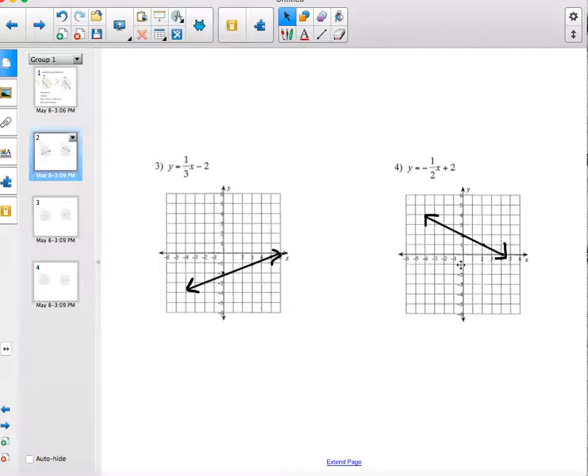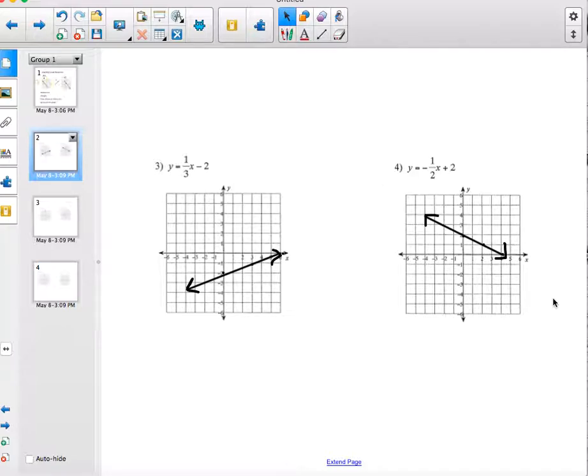Okay, so this is what you should have for 3 and 4. Compare yours to what mine look like. You should have nice straight lines going across the graph, arrowheads on both ends. Make sure you're using rulers to draw your lines in. Your lines are nice and straight going through both points. Double check for errors. Are your lines going in the right direction? Positive line goes up this way, negative line's going down that way.